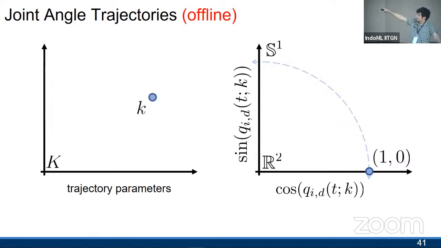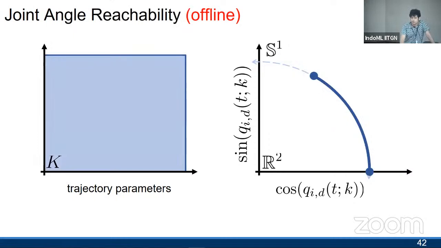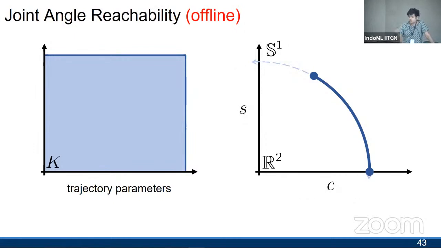I take a particular trajectory parameter and now I plot essentially its cosine and sine on the right-hand side, and it's going to carve out some function on this arc. Okay. And now if I gave you a range of trajectory parameters, like this continuous range, I'm going to get some volume here on the right-hand side that's going to live on this arc, right? And so this is essentially this joint angle reachable set that I'm interested in holding on to.